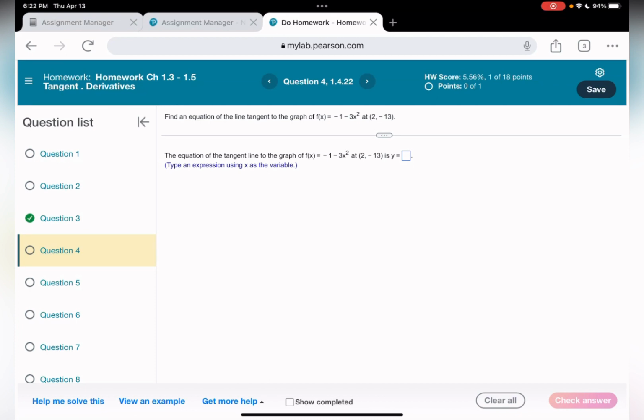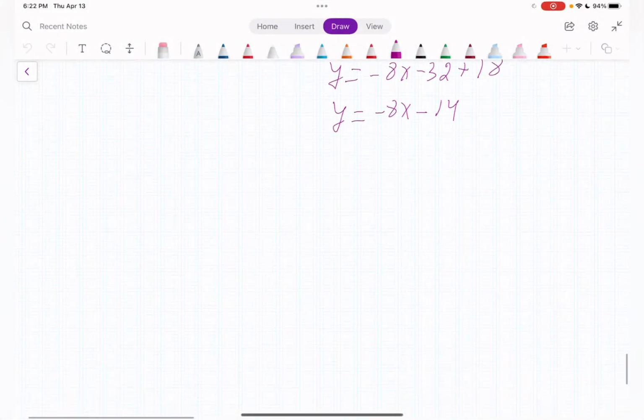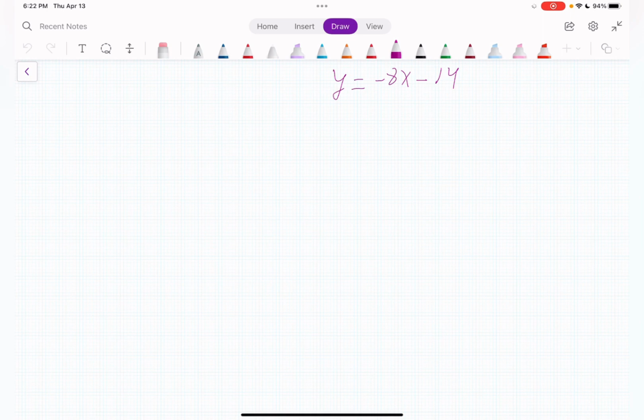Question number 4. It's going to be the same thing. Again, find the equation of the tangent line. Let's solve it real quick. So what do we have this time? F of x equals negative 1 minus 3x squared, and we need to find the equation of the tangent line at the point 2 and negative 13.